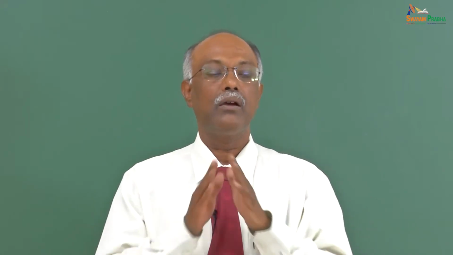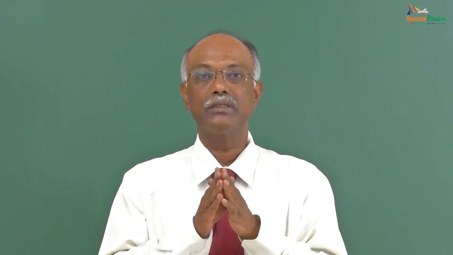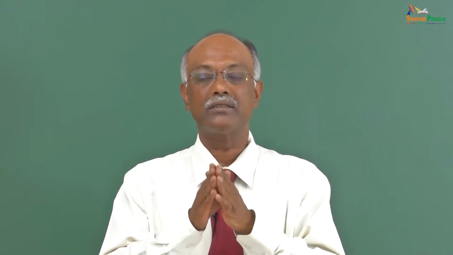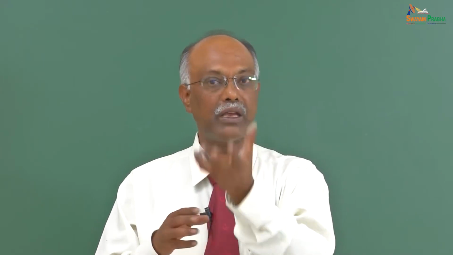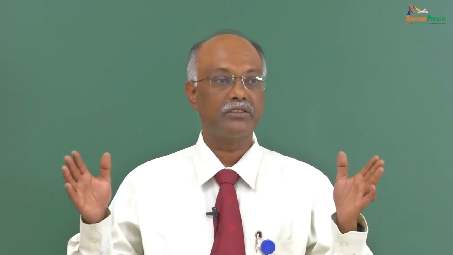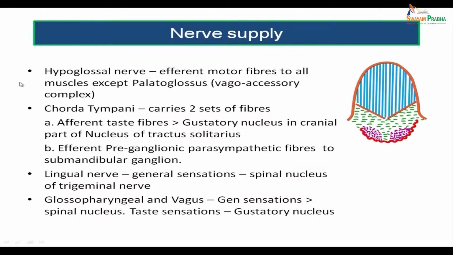Coming to the motor supply, all extrinsic muscles and all intrinsic muscles are supplied by the hypoglossal nerve except the palatoglossus, which is supplied by the vago-accessory complex, that is a complex of nerves which has contribution from both the vagus nerve and the accessory nerve. So, the palatoglossus is the only muscle which is supplied by the vago-accessory complex, whereas the rest of the muscles are being supplied by the hypoglossal nerve. So, a detailed look at this. The hypoglossal nerve supplies efferent motor fibers to all the muscles except the palatoglossus, which is supplied by the vago-accessory complex.